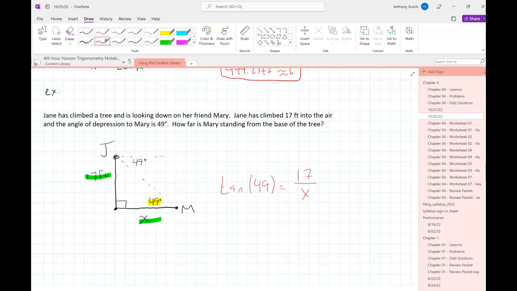No. Get rid of the fraction. Multiply by x first. And then we divide by tan 49. Right?